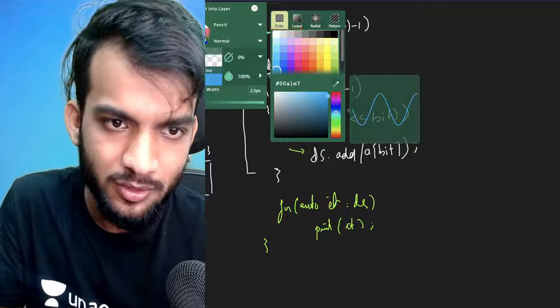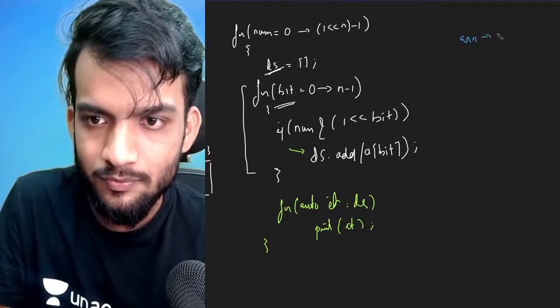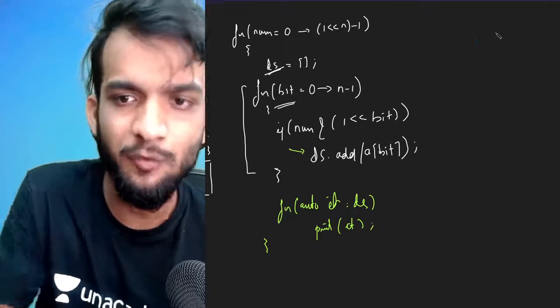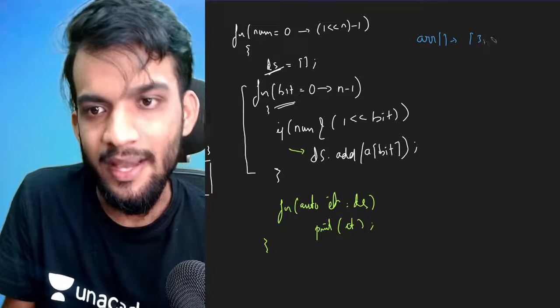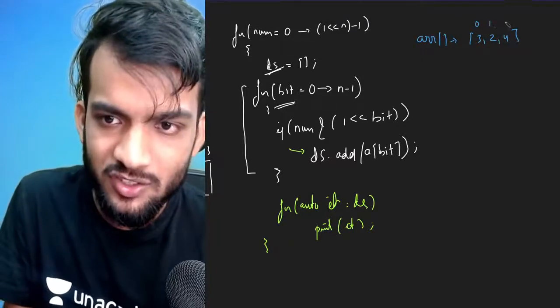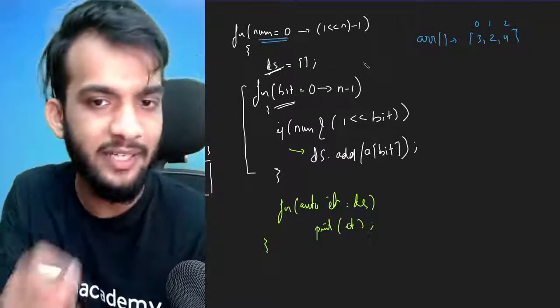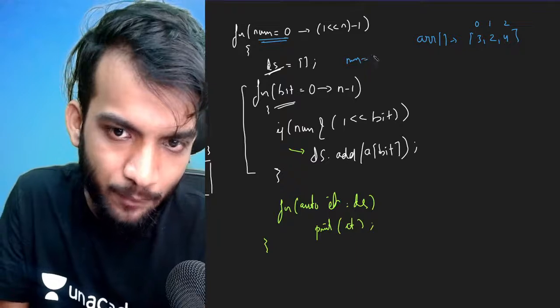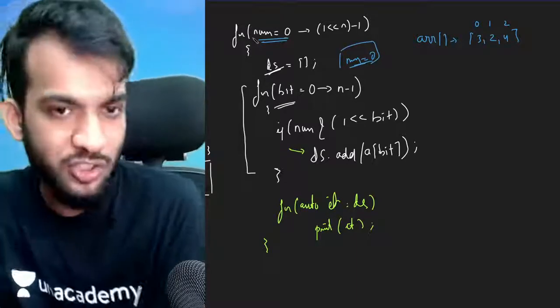Let's say blue color. What was the array? Array was 3, 2, 4, right? This is the 0th index. This is the first index. This is the second index. What is the first value of number when it goes inside? That's 0, correct? The first value of number is 0 when it goes inside the for loop.